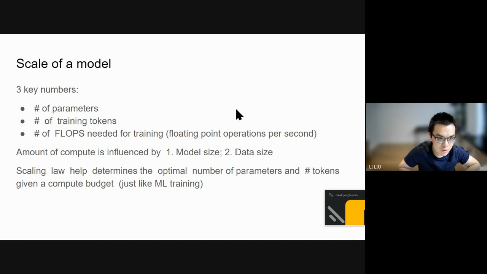And as these companies train the model, they need to know how much compute is needed. Two major factors: one is the model size, like the number of parameters, and another is the data size. In some ways, it's very similar to the traditional supervised machine learning world, but at a much larger scale. And there's also a thing called the scaling law, which helps determine the optimal number of parameters and number of tokens given a compute budget.